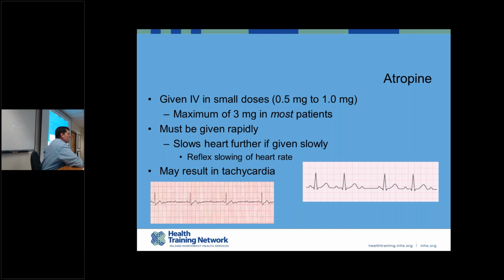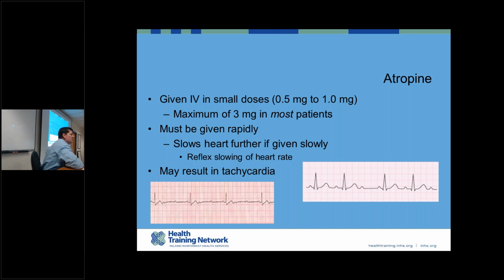My thought process on this: if I've used it twice and it's not working, I'm probably not going to keep giving it up to 3 milligrams. But if I'm seeing some progressive change with it, I'm probably going to keep giving it. Otherwise, I'm going to move on to one of my other options, which most likely will be pacing. This works most of the time.